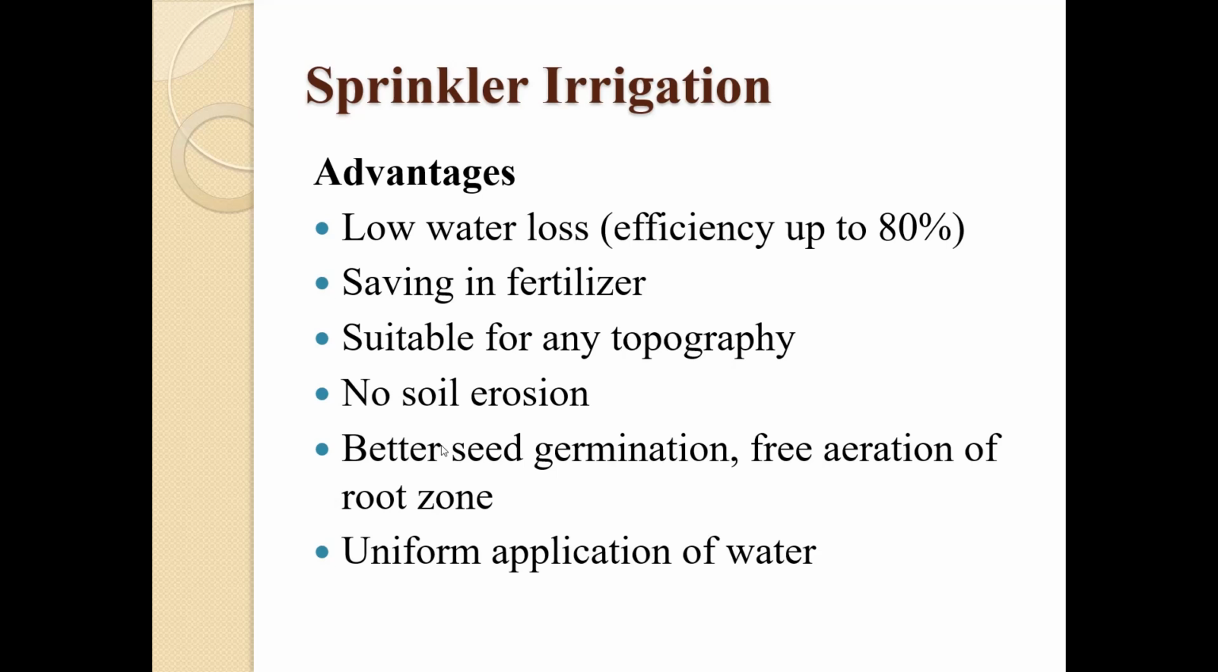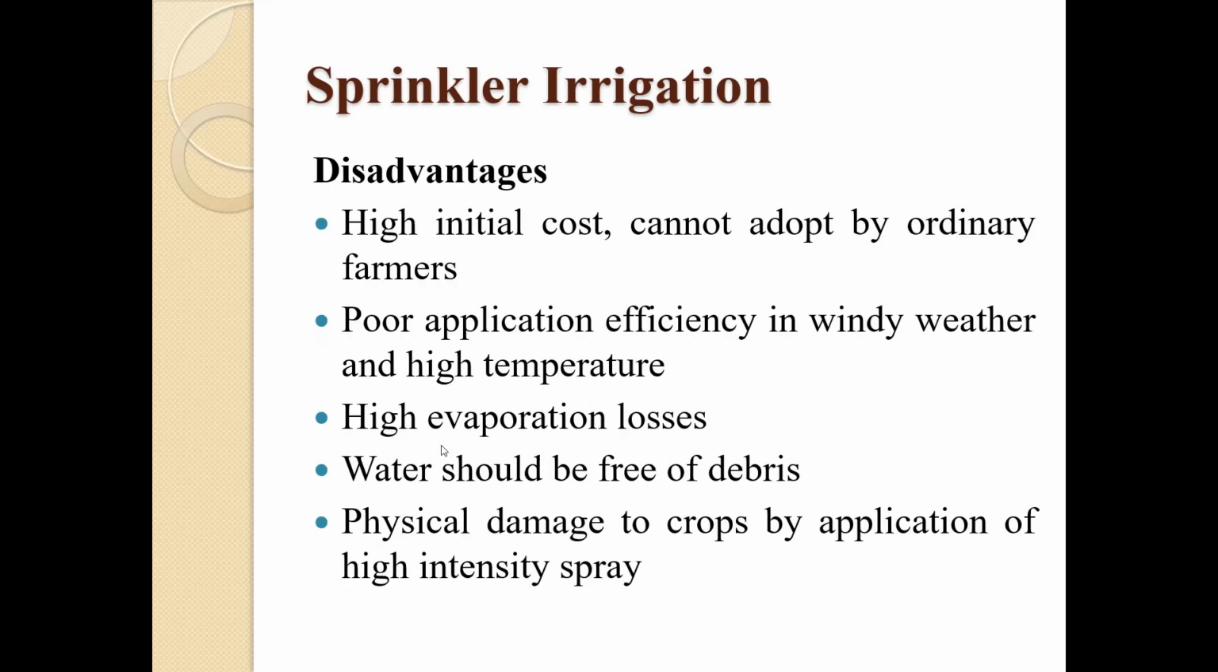Then better seed germination, free aeration of the root zone, then uniform application of water. As the sprinkler is providing water to a particular area, and each sprinkler has the same kind of pressure, uniform application of water is possible in this kind of system.